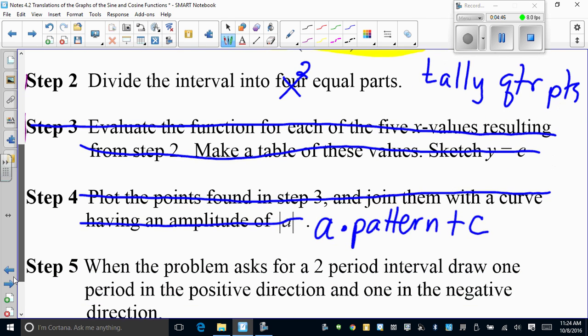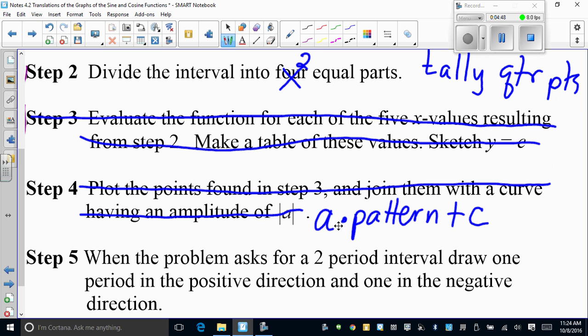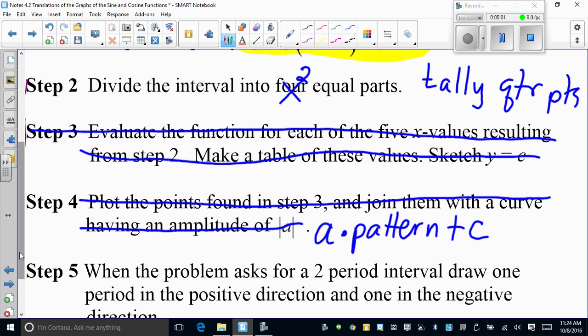It says plot the points found, that's where I said we're going to use the pattern, A times pattern plus C. When the problem asks for a 2-point period interval, draw 1 period in one direction and the other in the other. So one in the positive direction, one in the negative direction. Anyways, if you're going crazy with the steps, I'm going to throw them out there and I will try to do every problem exactly the same so there's no difference on these.